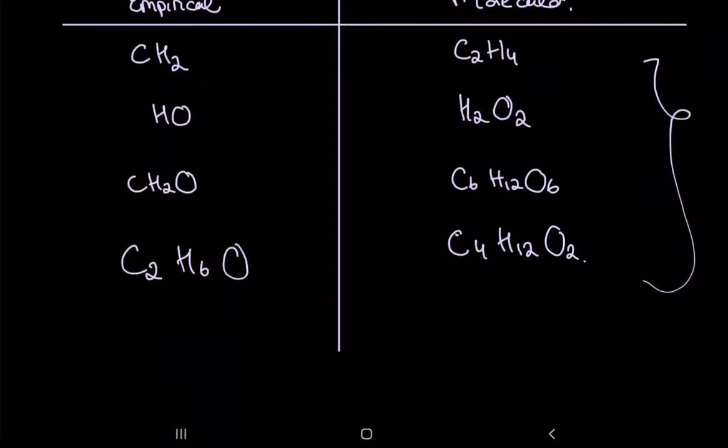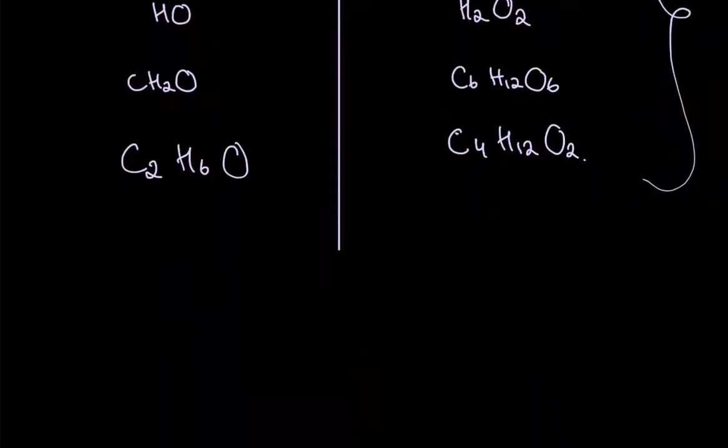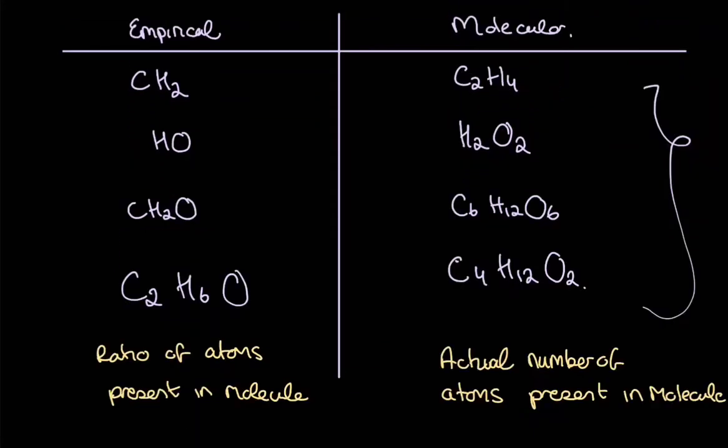Okay, so just to summarize, I'm going to write a few notes on those two. So let's go for the molecular. The molecular is the actual number of atoms present in the molecule. So if you were to draw this one out, you would need to draw 4 carbons, 12 hydrogens, and 2 oxygens, because that's what's actually present within the molecule.